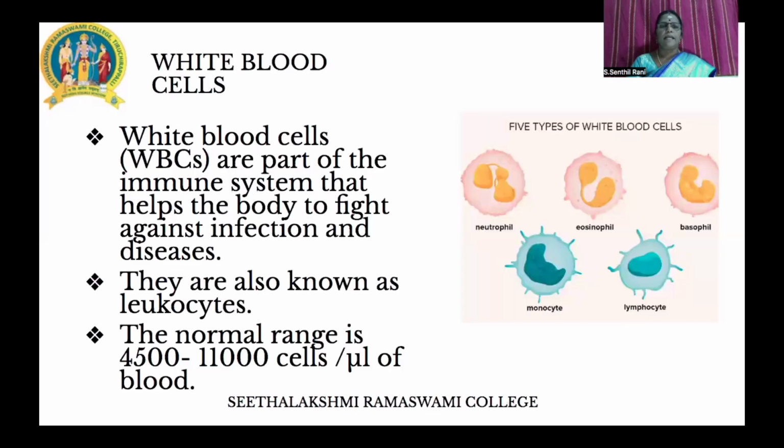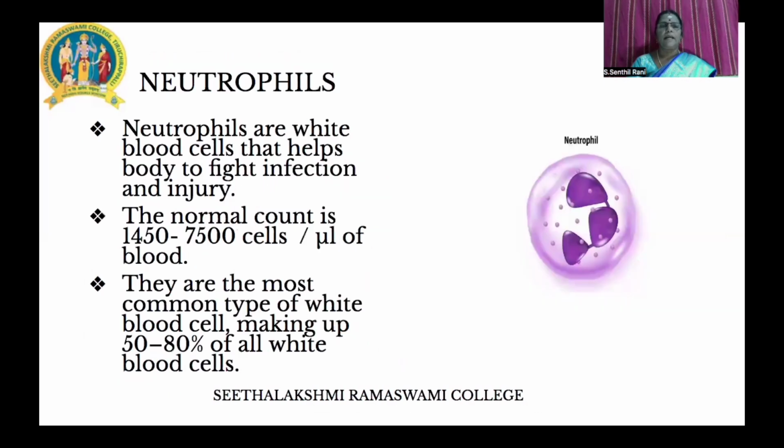White blood cells, they are known as leukocytes. They are part of the immune system and help the body to fight against infection and diseases. The normal range is 4,500 to 11,000 cells per ml of blood.